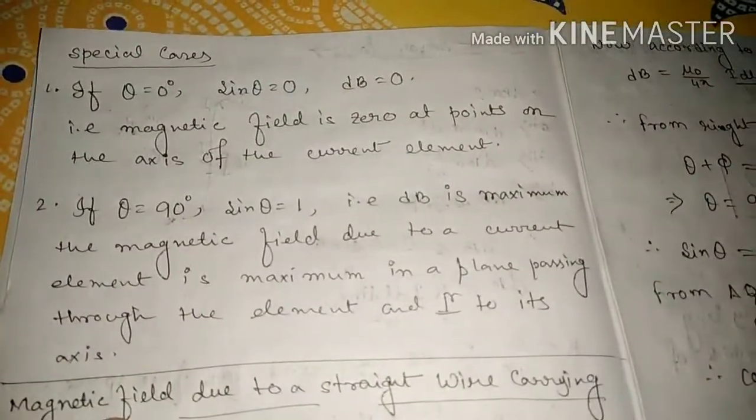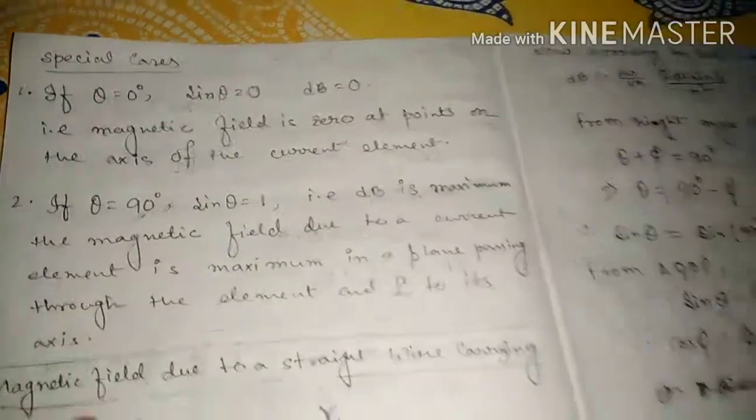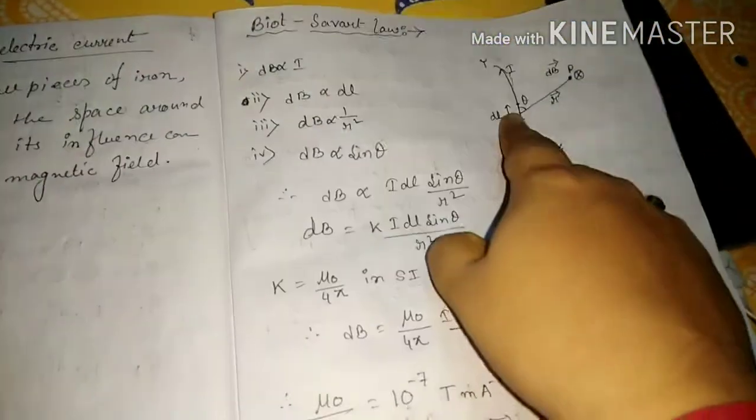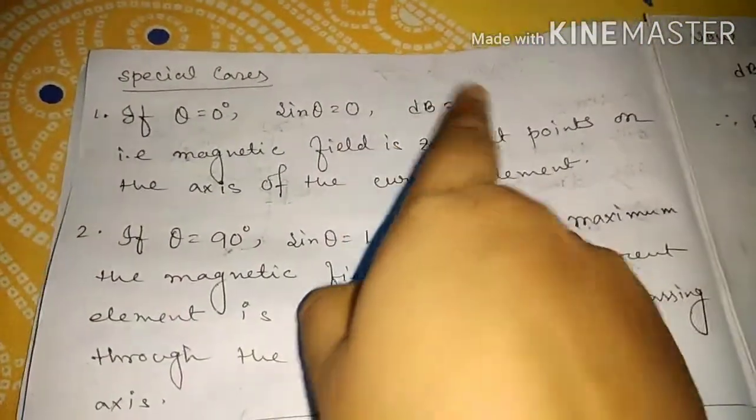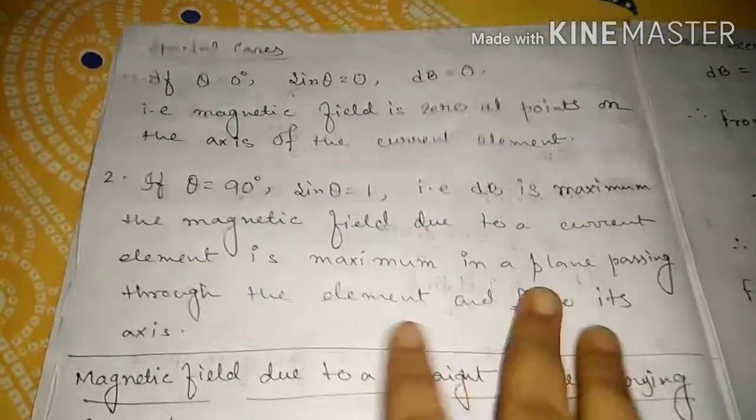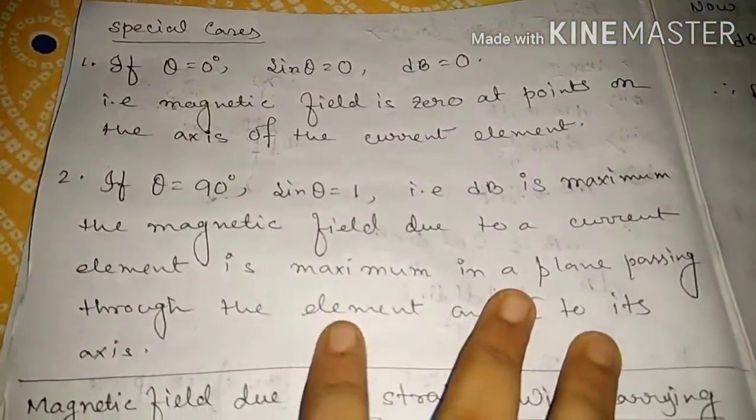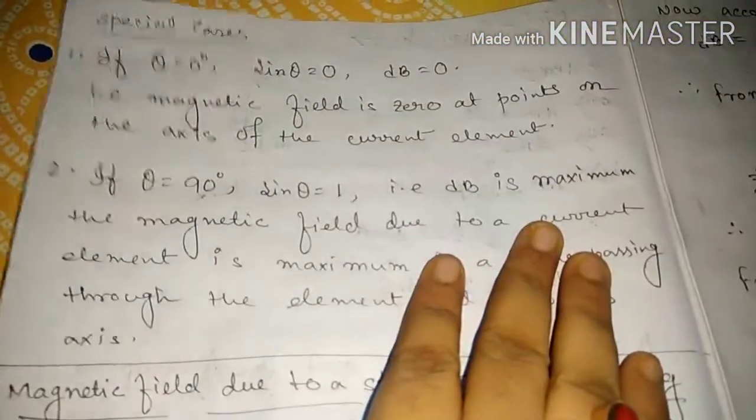Now there are some special cases also. If theta equals 0, that means the angle between dl and r is 0, so sine theta will be 0, and we get dB equals 0. That means the point P lies on the wire, not at a certain distance. The magnetic field is 0 at points on the axis of the current element. The point P also lies on that wire.